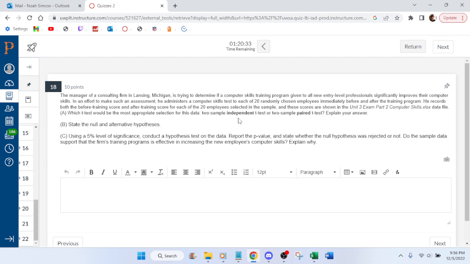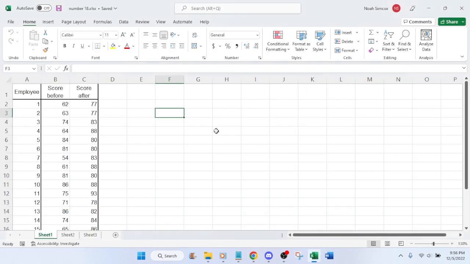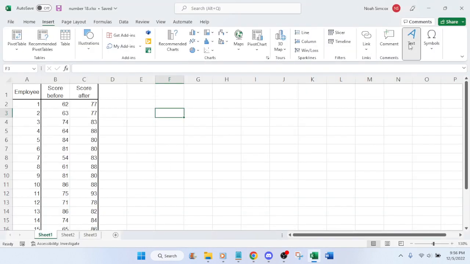Can I please just move this over here? Trying to determine whether they improved their score. Computer skills test. Records both the before training and after training score. Which t-test is most appropriate? So we can just type that into the answers here.